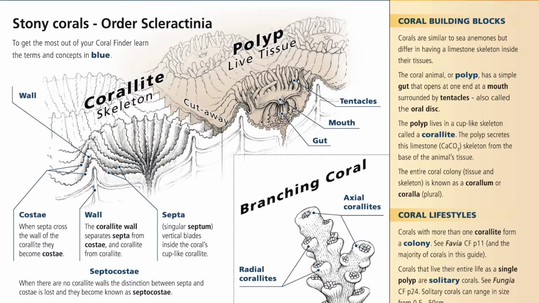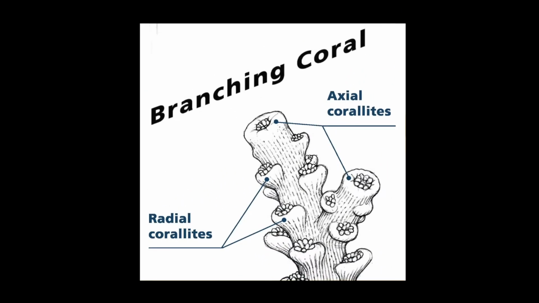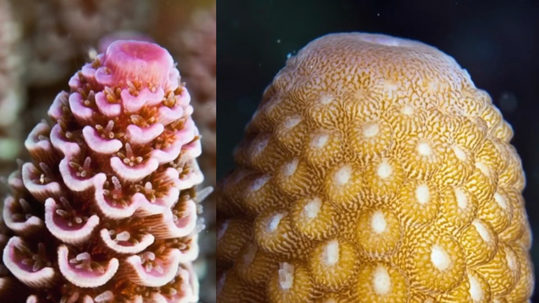We didn't learn about axial corallites in the previous movie, but if you look at the glossary page of your Coral Finder, you will see it listed. This is a term that only applies to the branching key group. The Coral Finder glossary page shows the difference between axial and radial corallites in a line drawing. But here are some examples in real life.